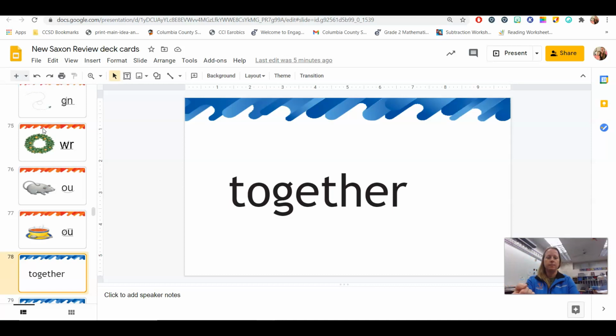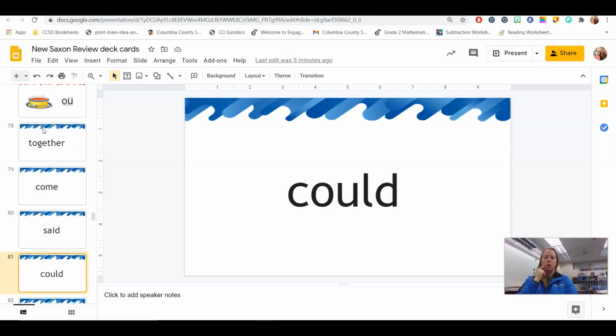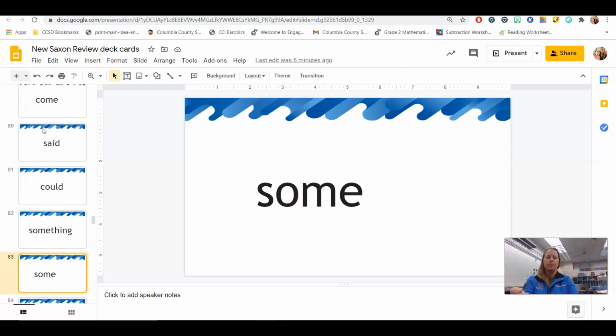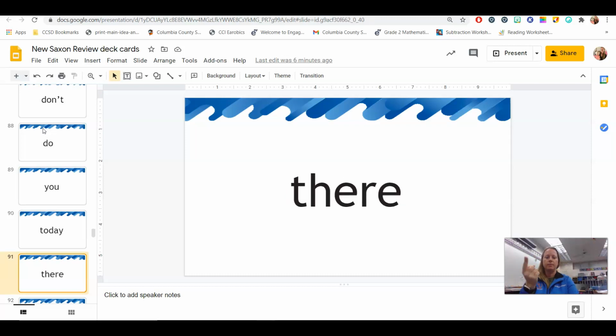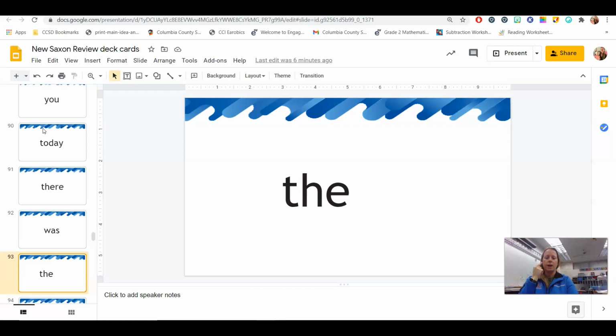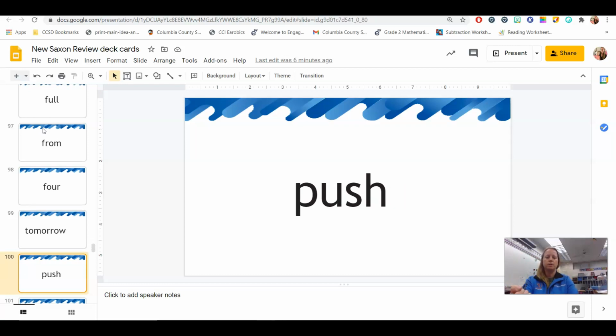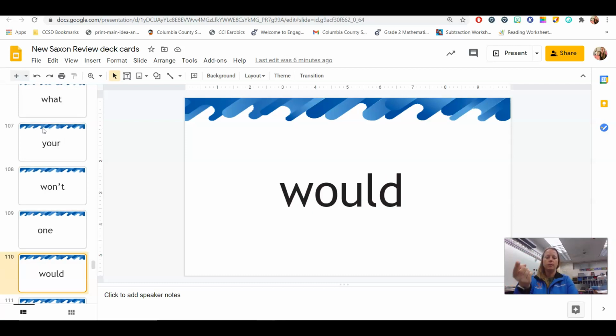Here's our sight words together. Come. Said. Could. Something. Some. Have. Into. They. Don't. Do. You. Today. There. Was. The. Ate. Are. Fool. From. For. Tomorrow. Push. Where. Love. To. Should. There. What. Your. Won't. One. Would. Of. Want. Were.